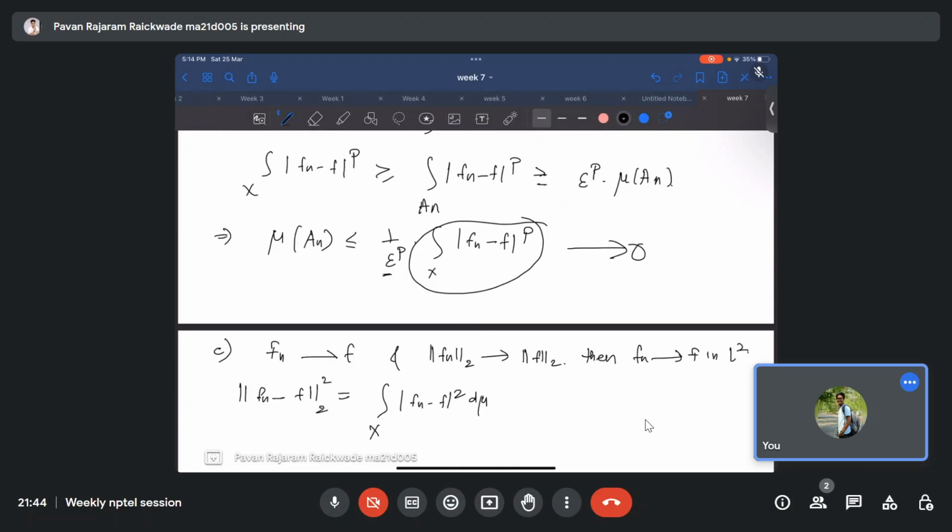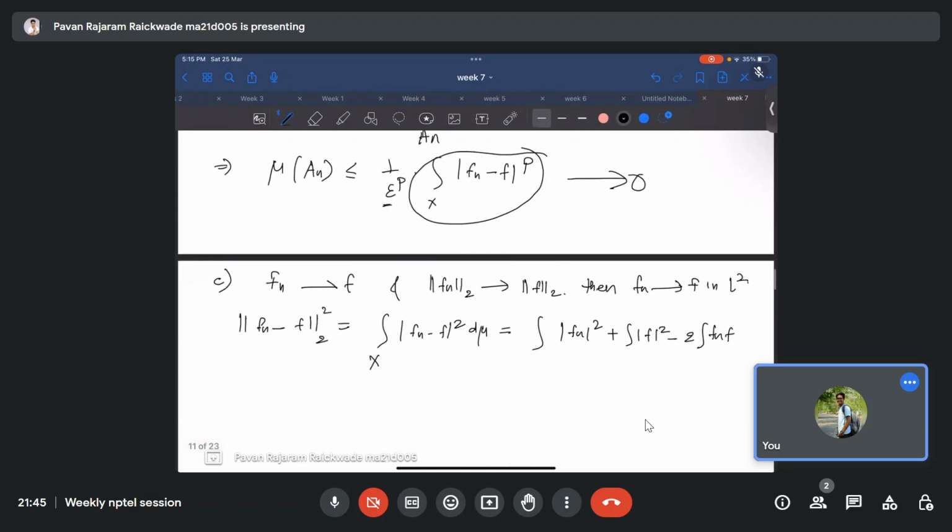So I'll just square this, which equals the integral of mod Fn squared plus the integral of mod F squared minus 2 times the integral of Fn F. Correct. Now, what is this thing? This first quantity is just norm Fn squared. The second quantity is norm F squared, and the last one I will keep as it is, Fn and F.